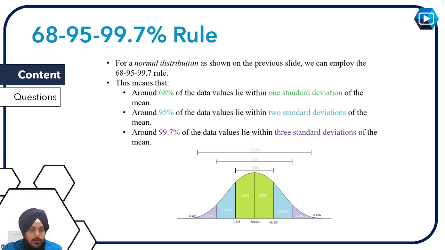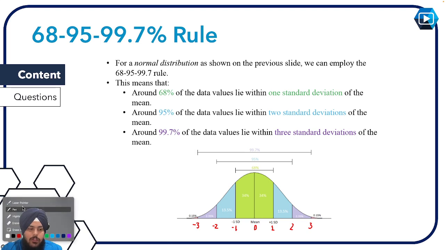I will quickly illustrate that. Let's say the mean is 0. For the standard normal distribution, the mean is always going to be 0, and the standard deviation is going to be 1. So we go 1 up, and we go 1 down, -1. Then we go down again, -2, and then down again, -3. And then we can go up to 2, to 3.